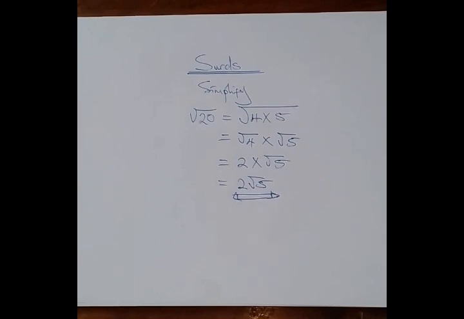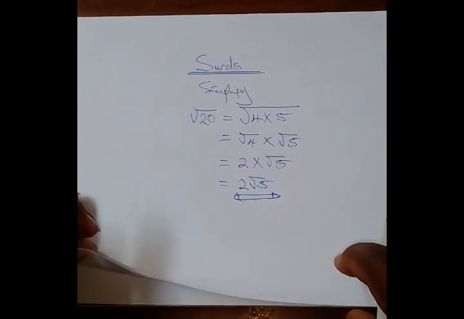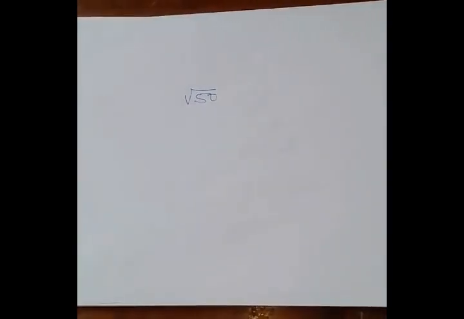Let us do example number 2. Example number 2 is saying simplify root of 50. Root of 50. We do have many factors which go into 50 and do not leave a remainder. But our perfect square there is very, very simple. Our perfect square is 25.